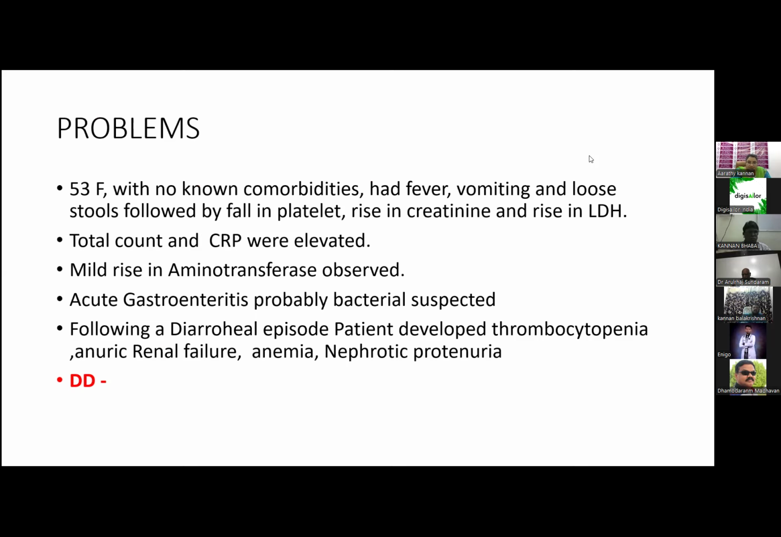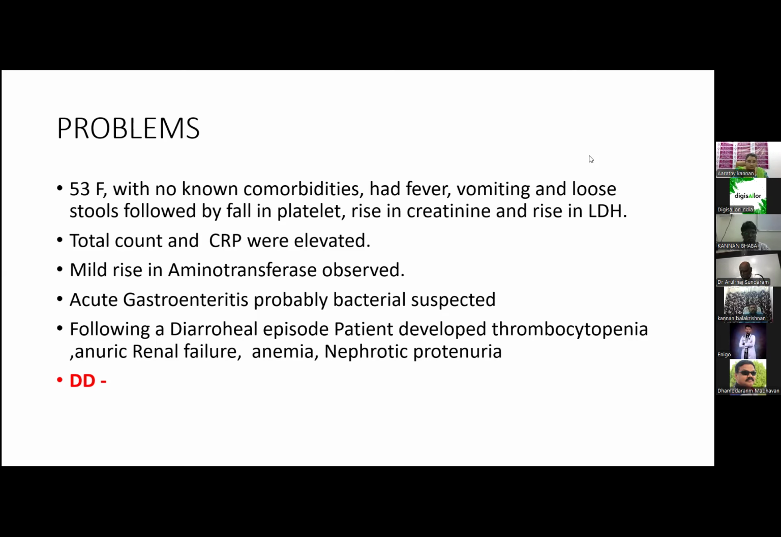So the problem is, she is a 53-year-old lady with no comorbidities who had fever, vomiting, and loose stools, and thrombocytopenia, renal failure, rise in LDH, and total count and CRP were elevated. There's a mild rise in transaminases. So probably we are treating this patient, the problem started with acute gastroenteritis, and a bacterial infection was suspected. Now she presented with thrombocytopenic anuric renal failure with anemia and nephrotic range proteinuria.